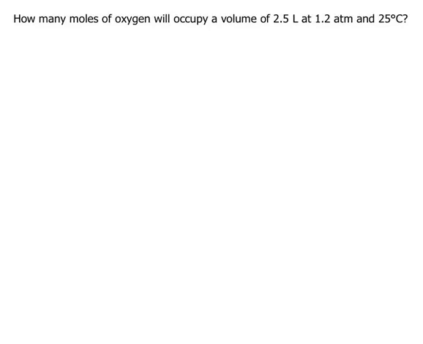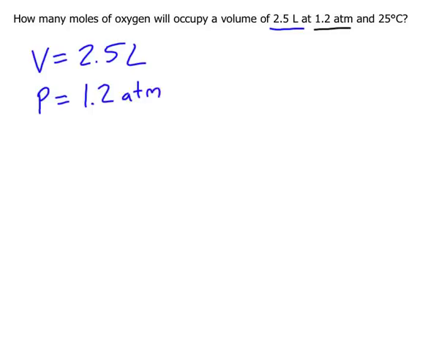So first we have 2.5 liters. So we should recognize this as a volume. So I'm going to write volume equals 2.5 liters. And next I see 1.2 atmospheres. This we should recognize as a pressure. Atmosphere is a unit of pressure, 1.2 atmospheres. And this one's probably the easiest, 25 degrees Celsius, that is a temperature.